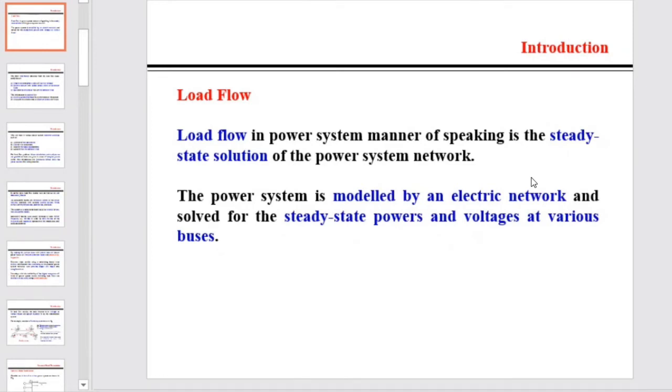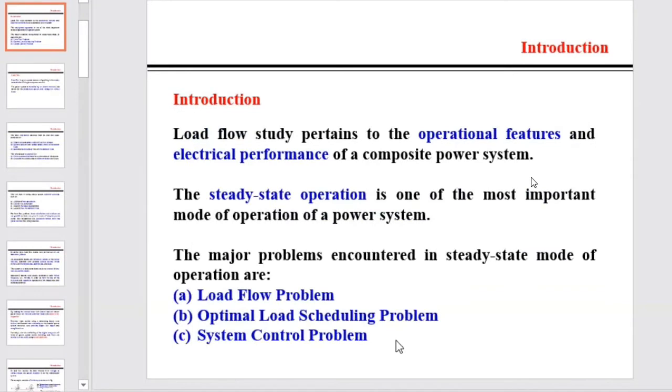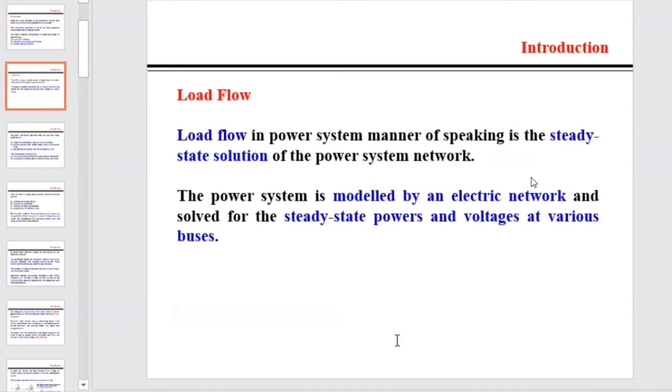So we're going to start just now, and today we're going to go to the load flow straight away and discuss the various theoretical parts and hopefully progress as expected. So last time I talked about these few things that are related to the load flow study in terms of the operational features and looking at the electrical performance of our power systems. Three main areas were load flow problem, optimal scheduling, and the systems control problem that I talked about.